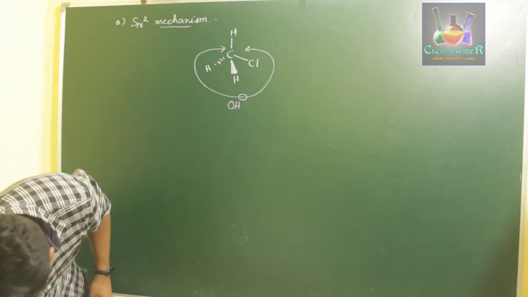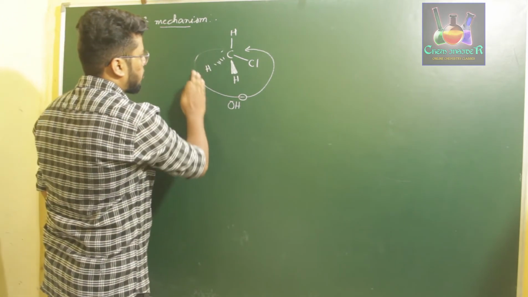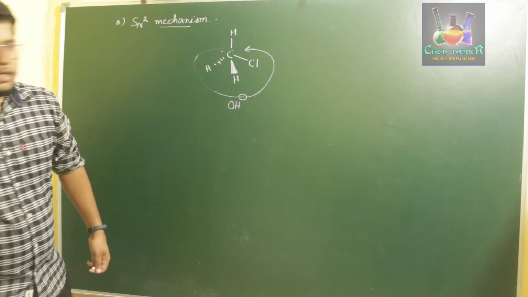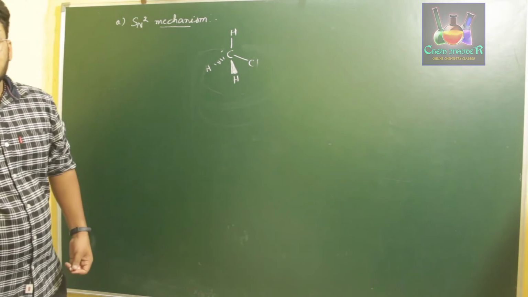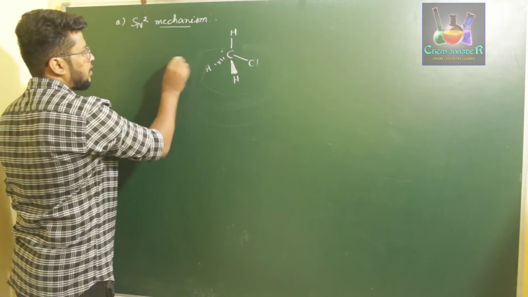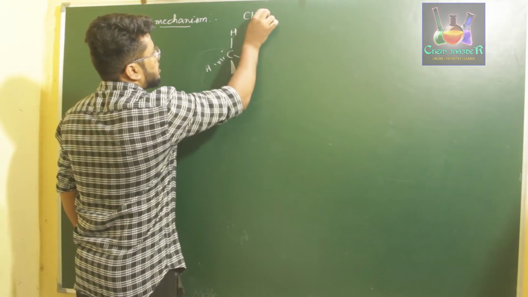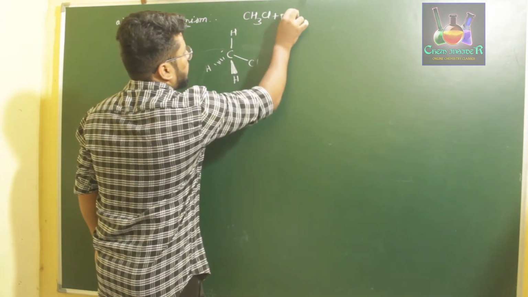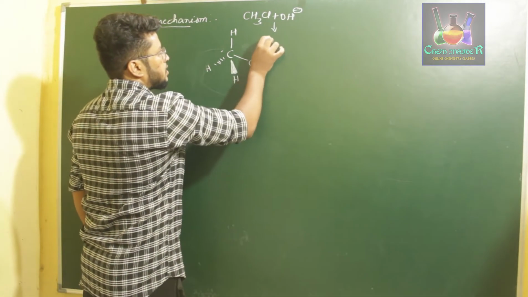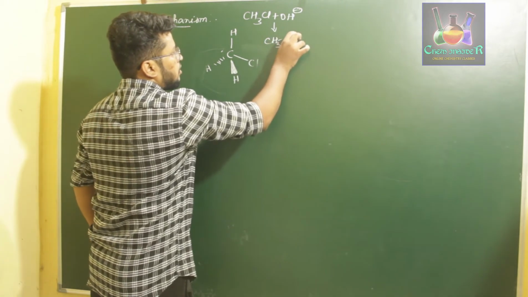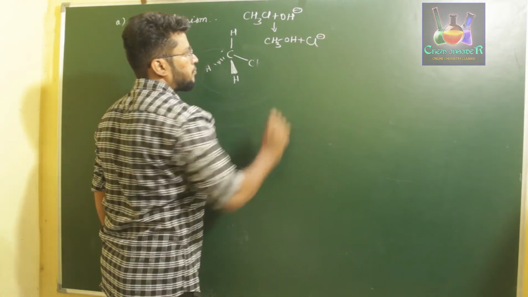What really happens in this SN2 mechanism is, when we treat CHCl3, which is nothing but chloroform, with a nucleophile such as OH minus ion, we observe certain reactions. What does it give? It gives us an alcohol, that is CH3OH. In this reaction our Cl group will be removed.